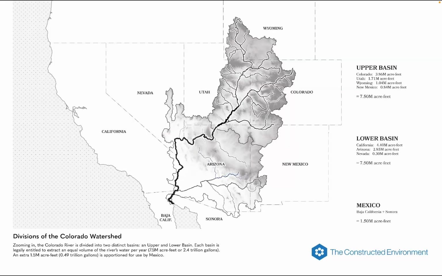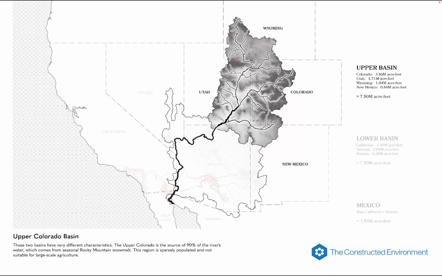Zooming in now, the Colorado River is divided into 2 distinct basins, an upper and a lower basin. Each basin is legally entitled to extract an equal volume of the river's water per year, 7.5 million acre-feet, or about 2.4 trillion gallons. These 2 basins have 2 very different characteristics.